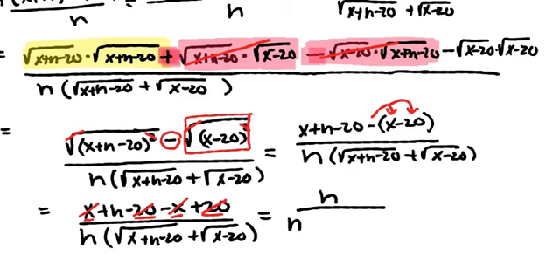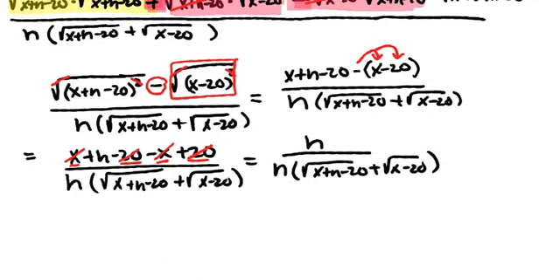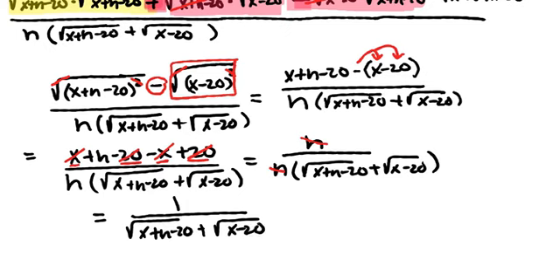In the denominator, we have h times square root of x plus h minus 20 plus square root of x minus 20. And we have a common factor in the numerator and denominator that cancels. This common factor of h will cancel out. And this is our final expression. We have 1 left in the numerator, and in the denominator, we have square root of x plus h minus 20 plus square root of x minus 20. And this is our difference quotient for the function f of x equals square root of x minus 20.